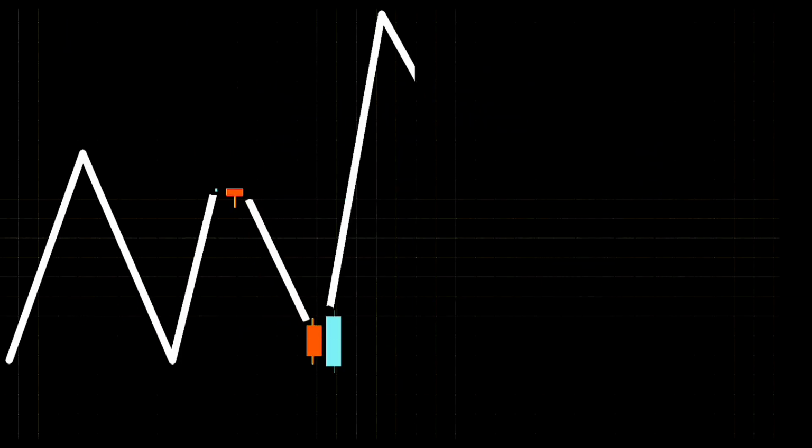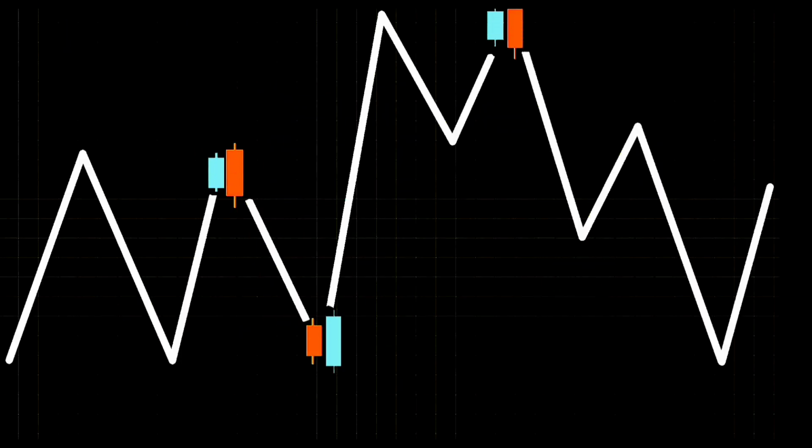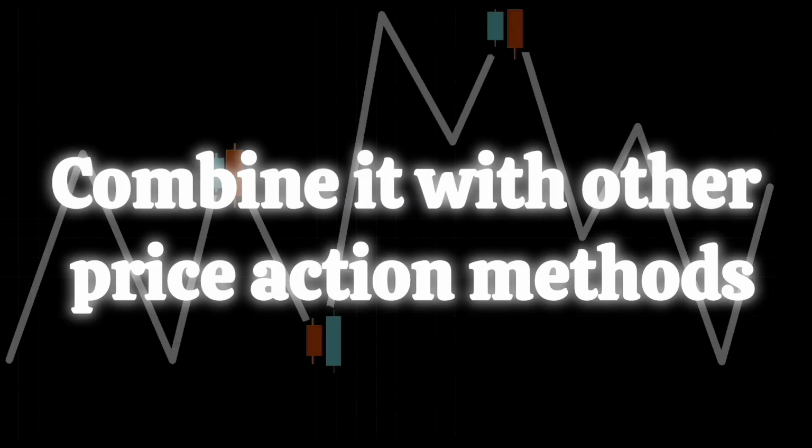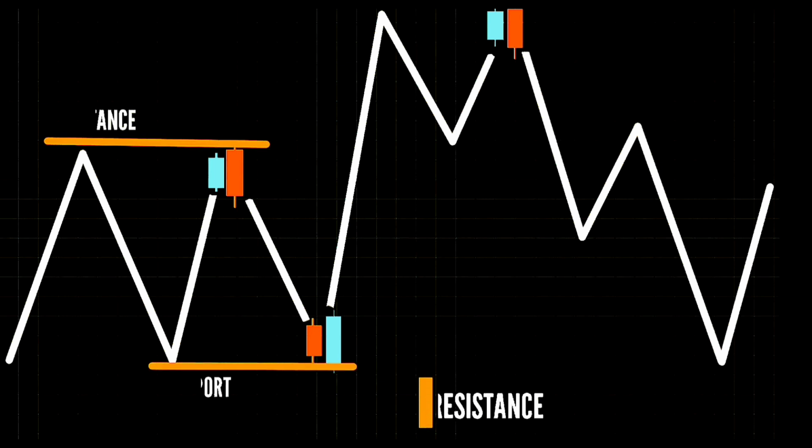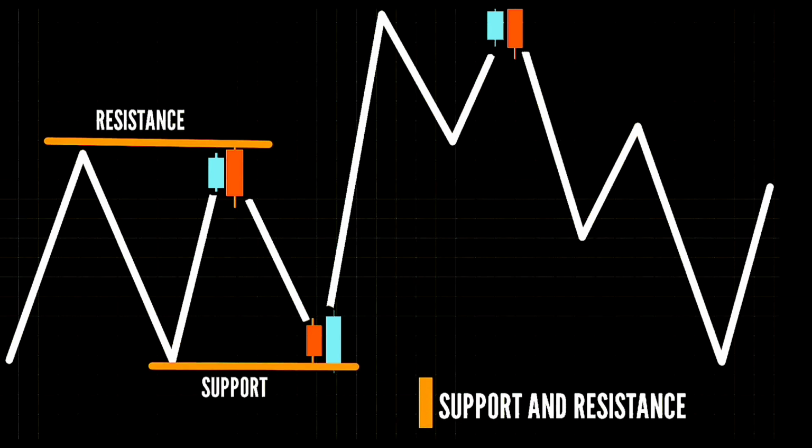When a bullish or bearish engulfing pattern appears on the chart, don't take a trade immediately. Combine it with other price action methods like support and resistance for second confirmation. Let's understand this better with an example.